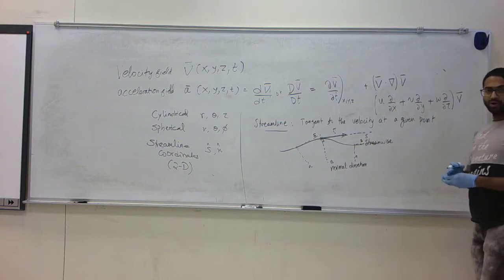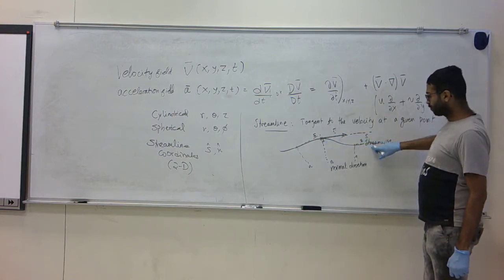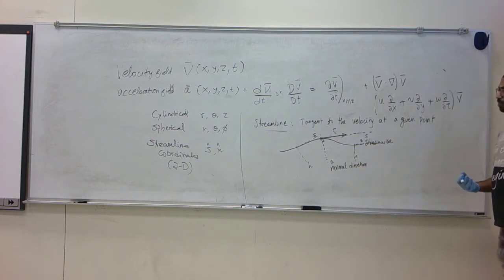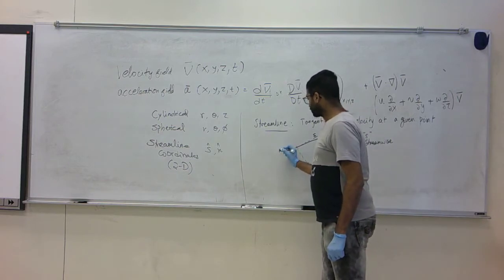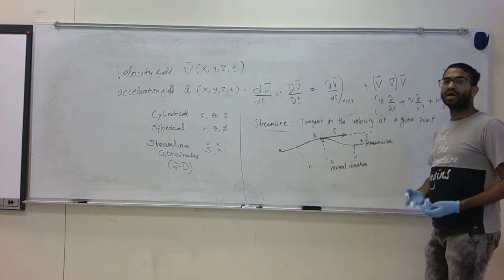So at every point you can draw a streamwise direction and a normal direction, and of course you always have the liberty of choosing any one particular point as the origin and measure distances from that point. You always have that liberty.